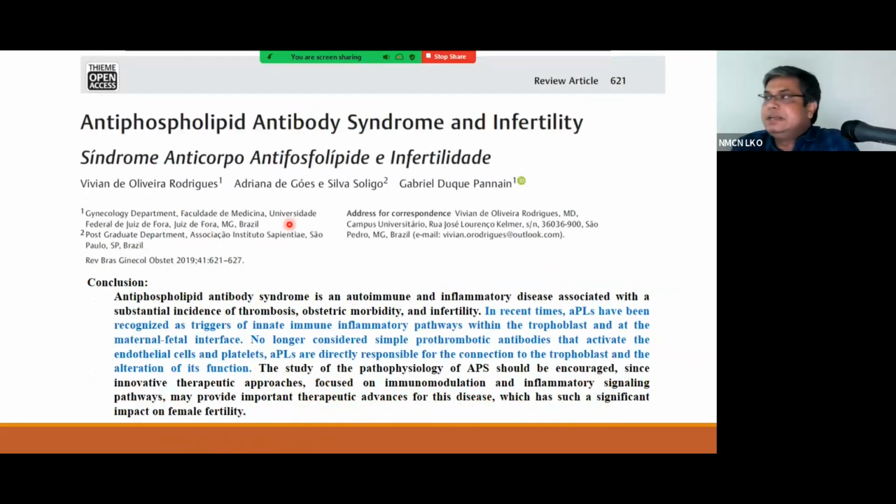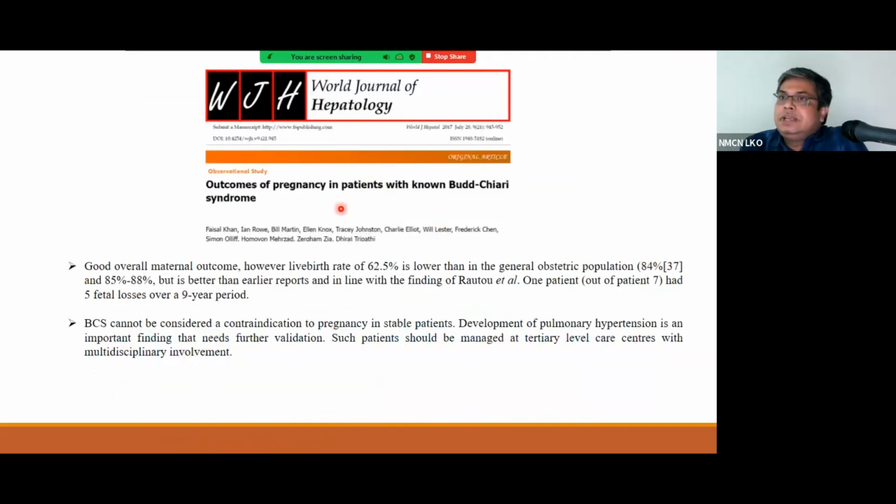Age is again an independent, well-known established factor in pregnancy outcome. As far as CLD is concerned in general, over the years the maternal outcome in patients with BCS has improved with recanalization therapies. However, the live birth rate still remains lower and work needs to be done. In BCS or stable CLD, if BCS is treated and the patient is stable, it is not a contraindication to pregnancy. Development of pulmonary hypertension is an important finding that needs further validation in these patients.